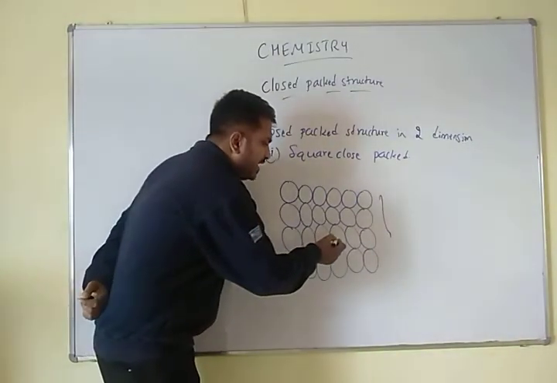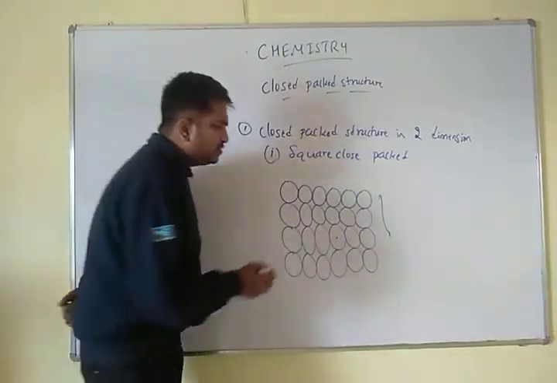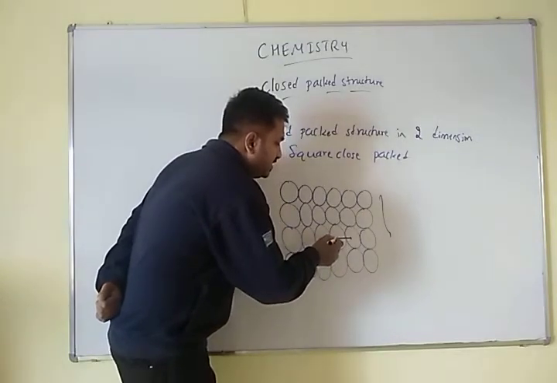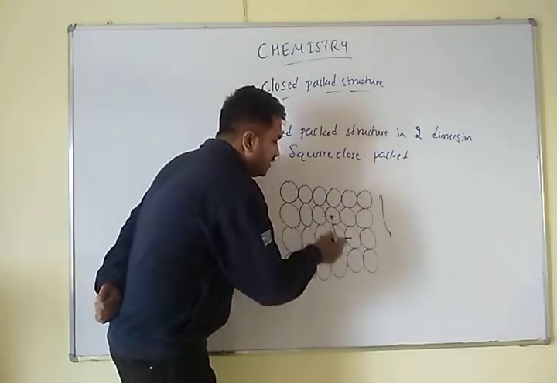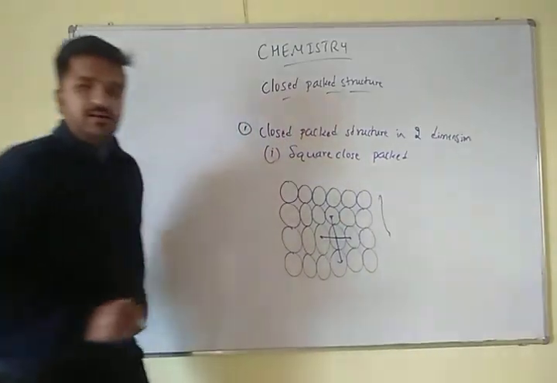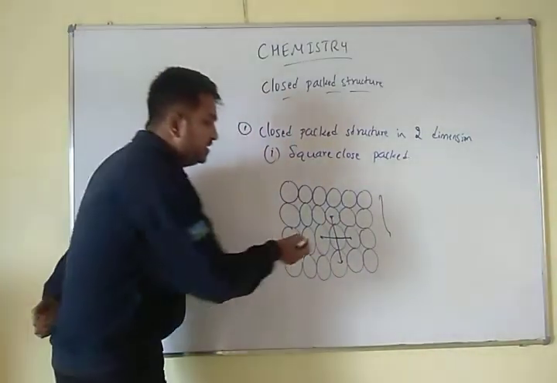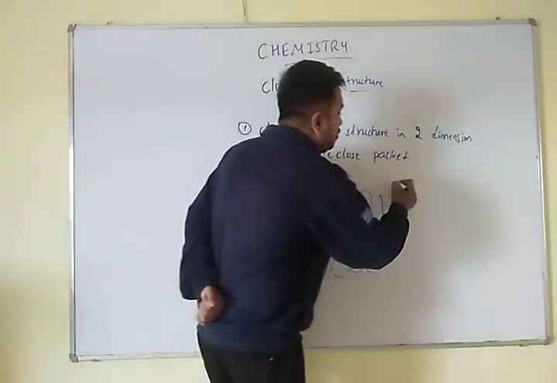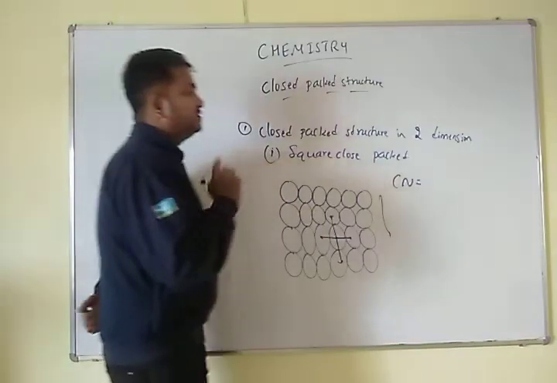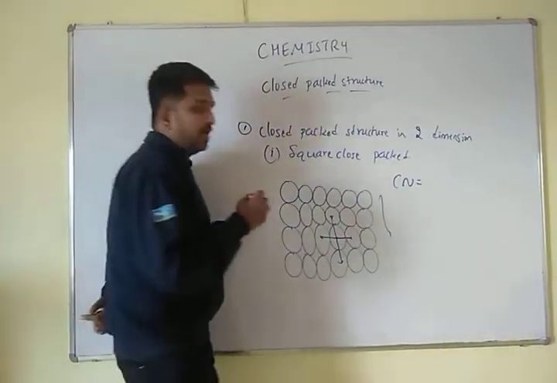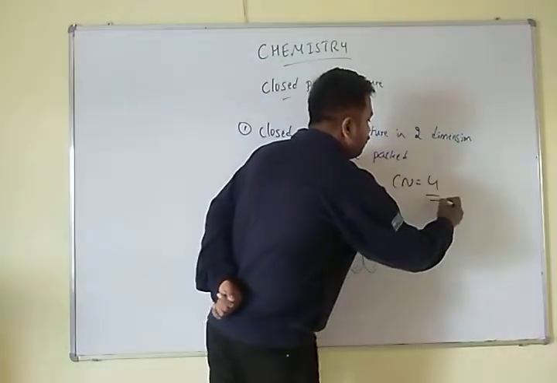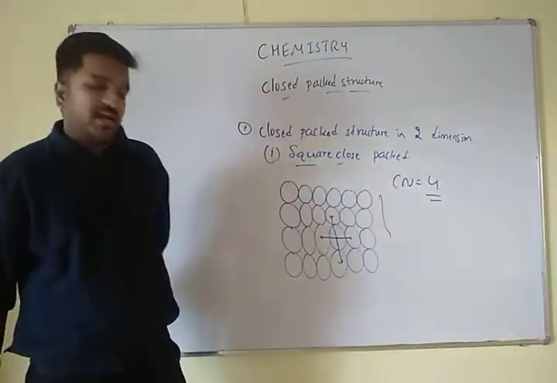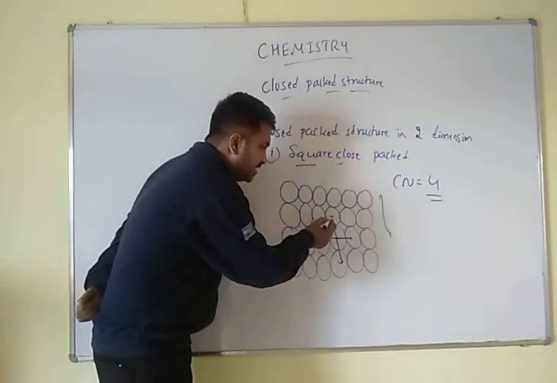So if we focus on the area of the sphere, in order to calculate the coordination number, this sphere is in contact with the four foremost spheres, right? It is very clear from the diagram. So this particular sphere is in contact with the foremost spheres. So the coordination number in the square close packed structure in 2 dimensions is 4.